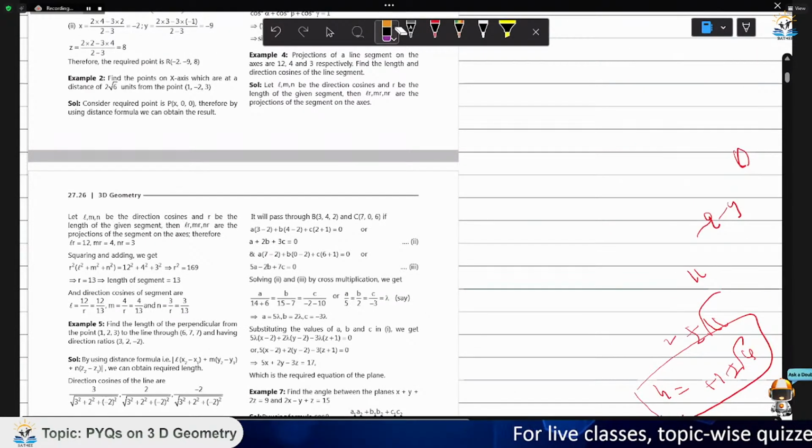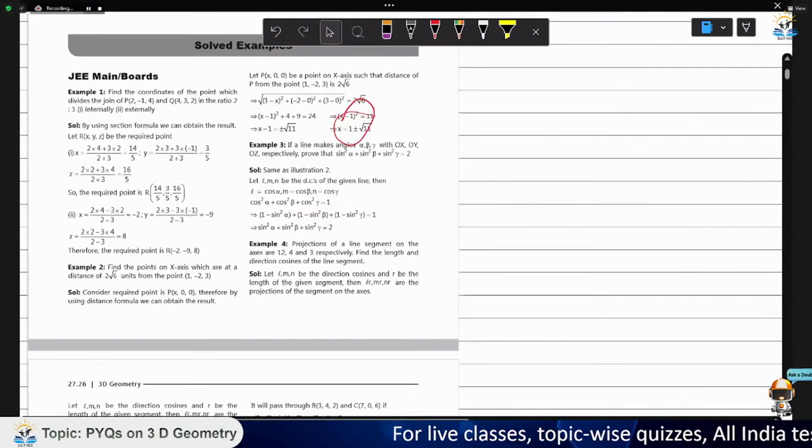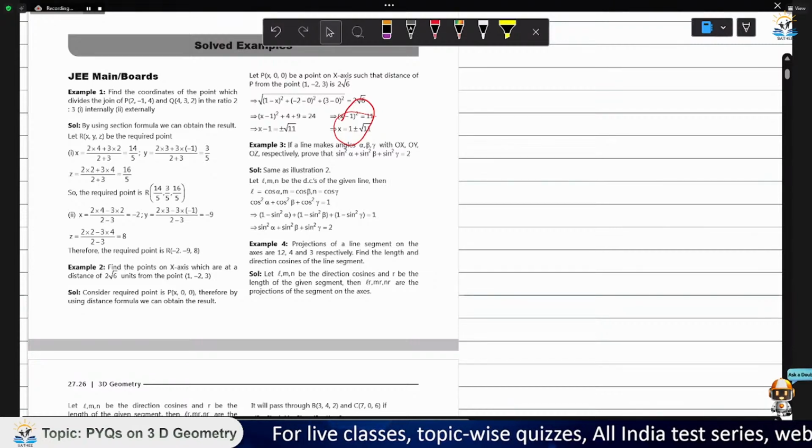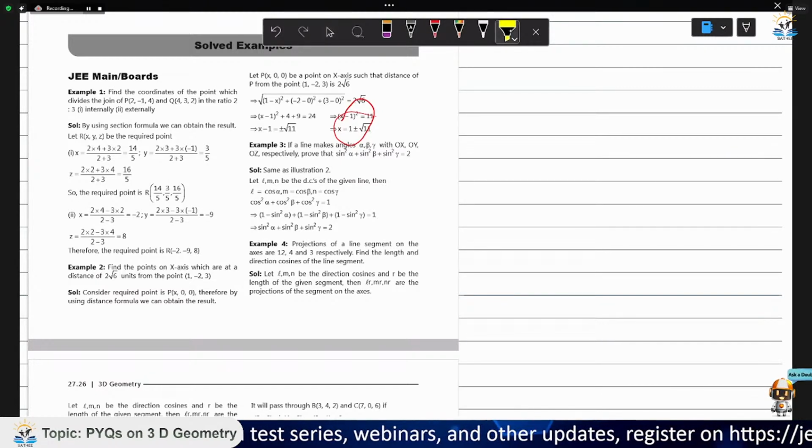Another thing that we have here is, if a line makes angles alpha, beta, gamma with OX, OY, OZ respectively, then prove that. Okay, so one thing that we understand is it is the same as the solution. I'll read the solution for you for this question because it is a prove-that question.